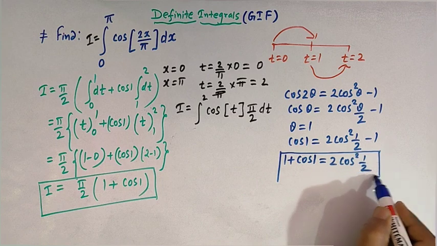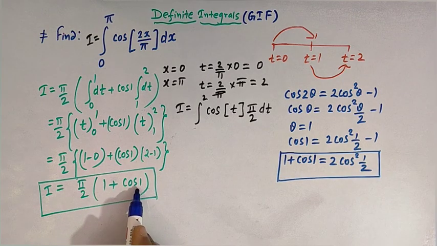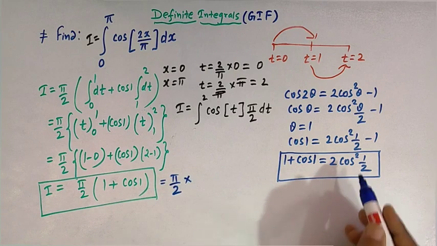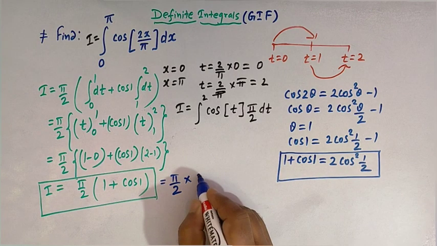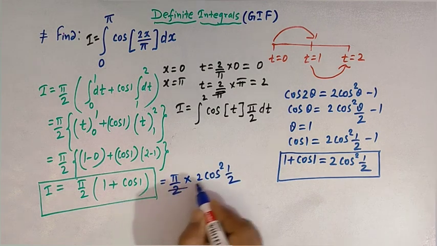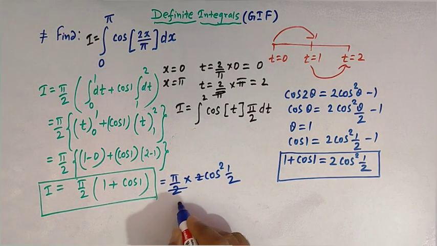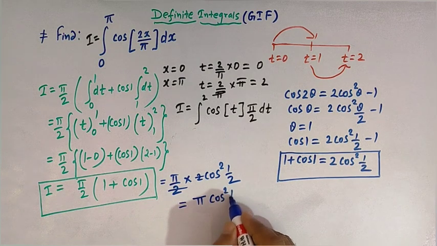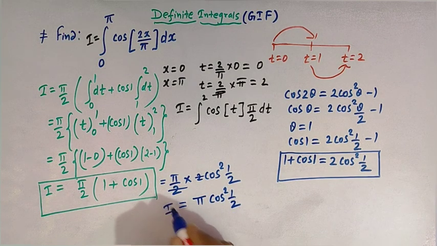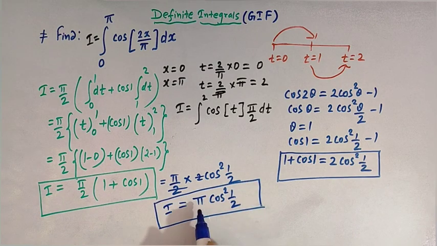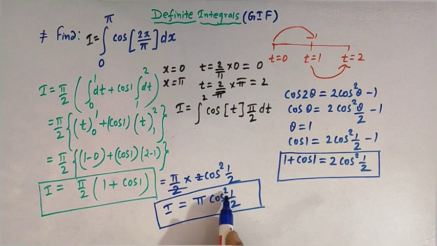So see, here we have 1 plus cosine of 1. So now we can write it as pi by 2 times 2 cos square half. So here we have 2 cos square half, right? So this 2 and this 2 get cancelled. So we are left with pi times cos square of half, right? So the value of this integral can also be taken as pi times cosine square half, right?